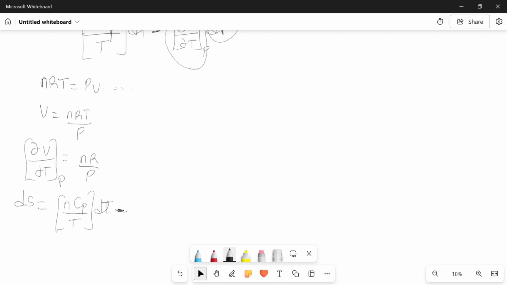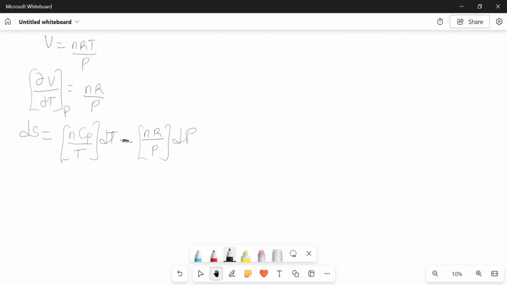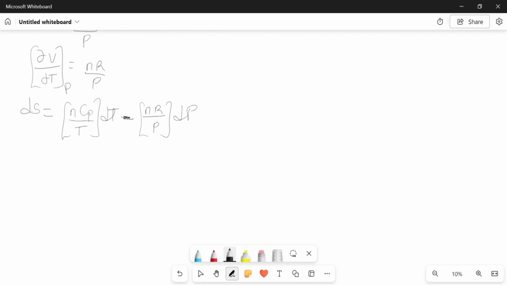So instead of our del V over del T, now we are going to have nR over P dP. Good. So we are there already, very close. So let's now integrate. We want to integrate everything: the integral of nCp over T dT minus the integral of nR over P dP.